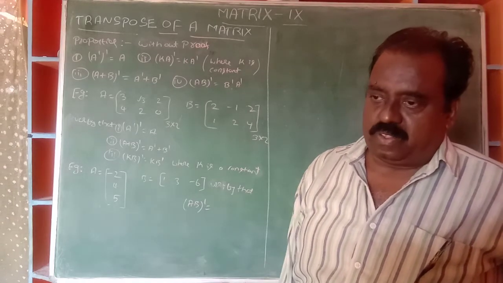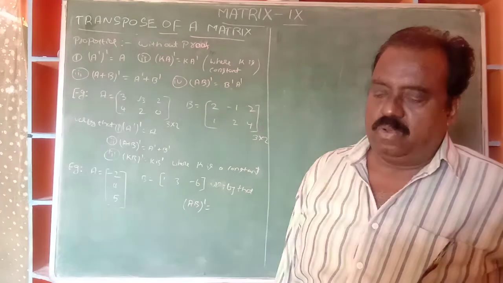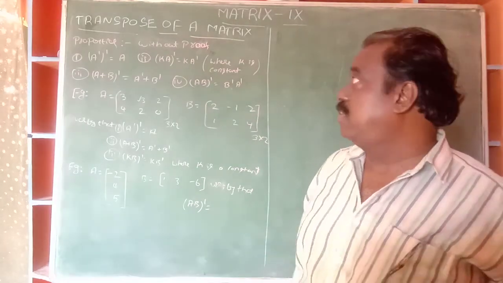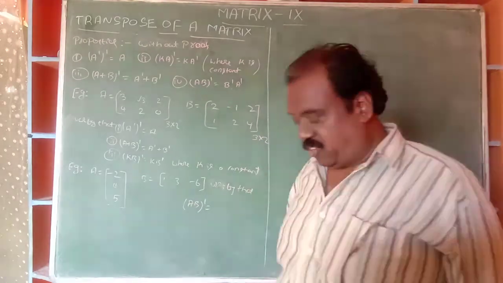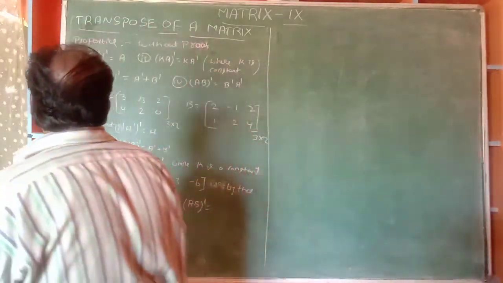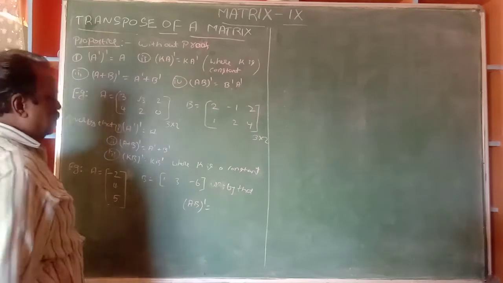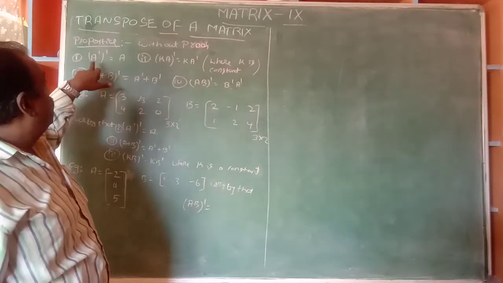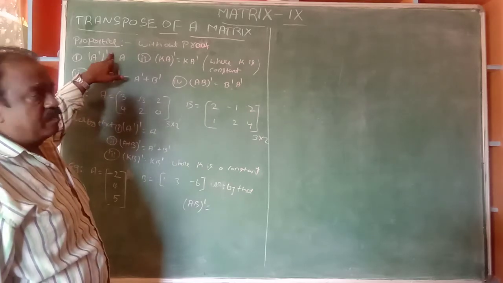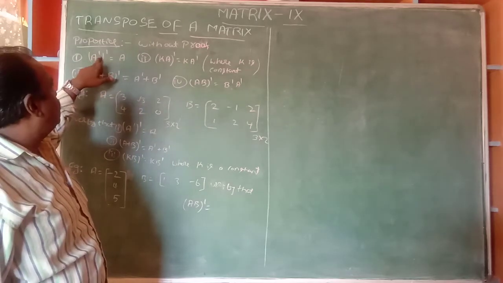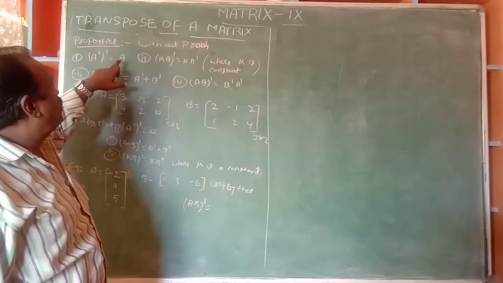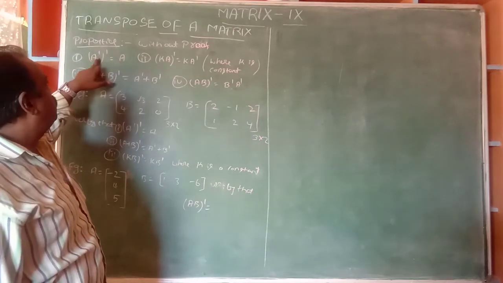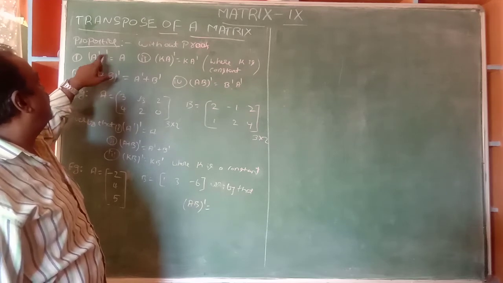Transpose of a matrix we discussed and we know it. It's the definition and we solved some examples. Now, the properties. Some properties are there, the properties of the transpose of a matrix. First, A dash whole dash: the transpose of a matrix, transposed again, is A. Same. It will not be changed. The transpose of the transpose, A dash whole dash, is equal to A.